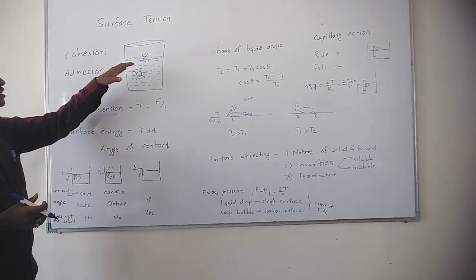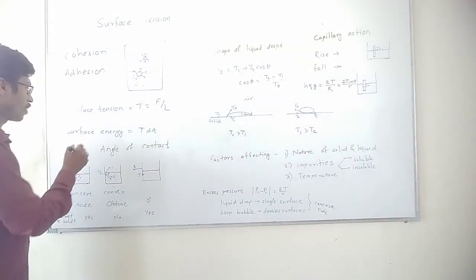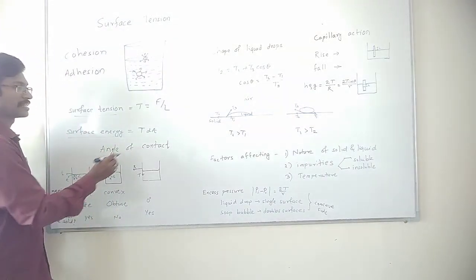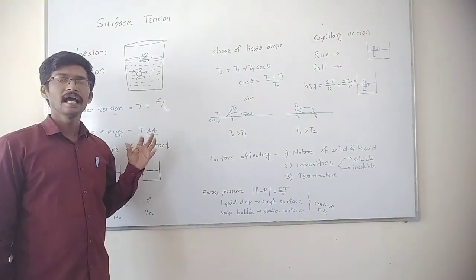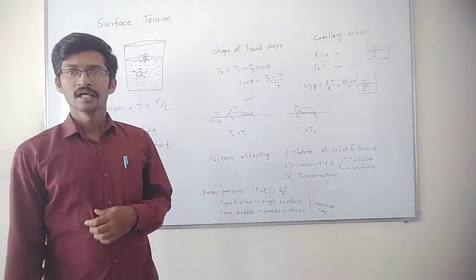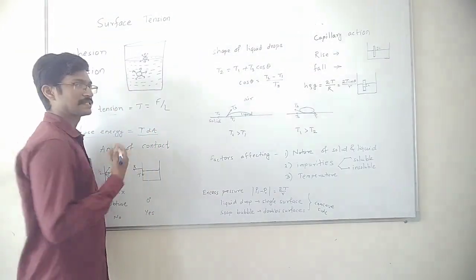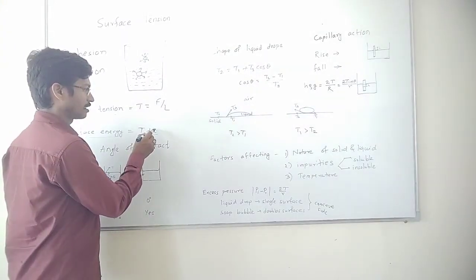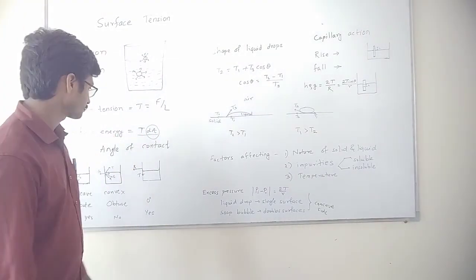Now, because of this stretched membrane, there is an additional potential energy, and that is called surface energy, and that is given by T dA. Here T is the surface tension again, and A is the area. Sometimes we need to change the area, and in those cases, like the soap bubble or the liquid drop, we will use the change in area to calculate the surface energy.